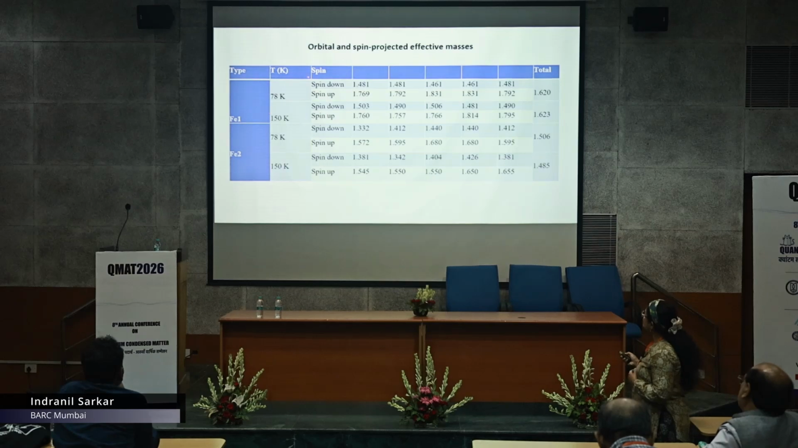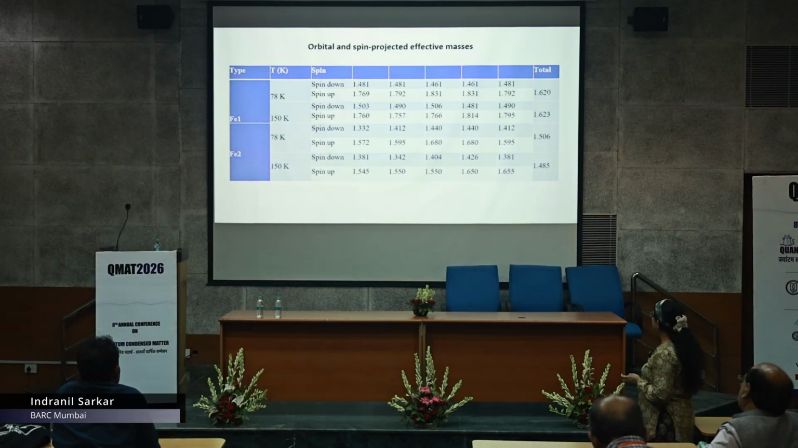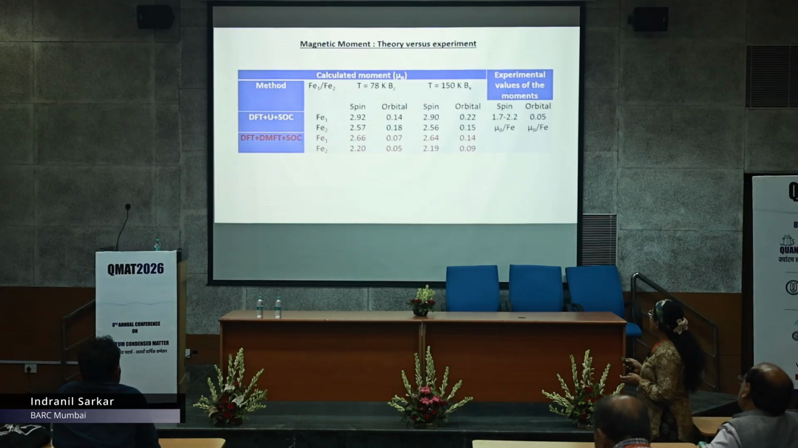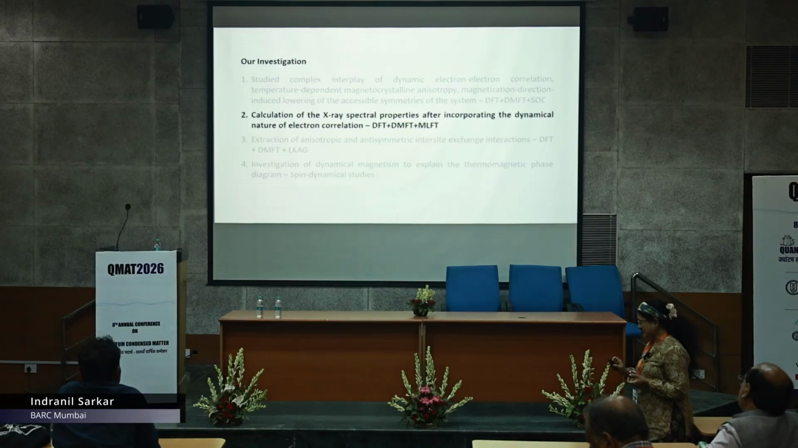We have also calculated the orbital and spin projected effective masses, which have shown that they are all in the weakly correlated limit, and the magnetic moment clearly shows that there are two types of Fe, Fe1 and Fe2. Then the orbital moments, we have also compared with the measurement.